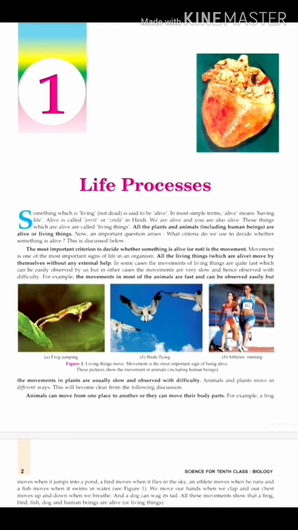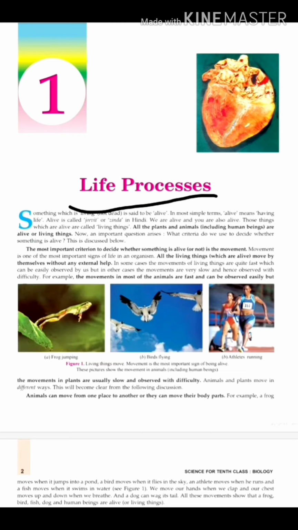So first of all, what is meant by the life process? Life process means to maintain our body functions by ourselves on this earth. That is known as life process. So now we will read it. Something which is living, not dead, is said to be alive. जो अभी तक जिंदा हैं उससे हम alive बोलेंगे.